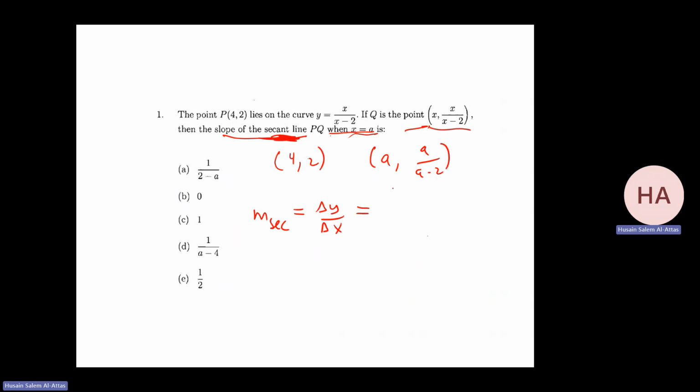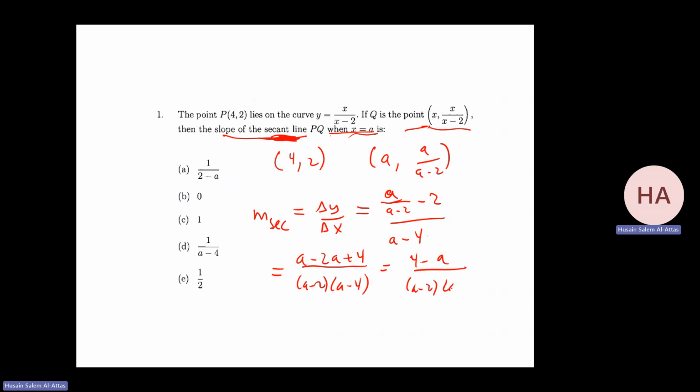So that will be a over a minus 2 minus 2, over a minus 4. Do the calculation. It will be a minus 2a plus 4 over a minus 2 times a minus 4. That will be 4 minus a over a minus 2 times a minus 4. This is cancelled, and the remaining is minus 1. So you have minus 1 over a minus 2, which is 1 over 2 minus a, which is this one.